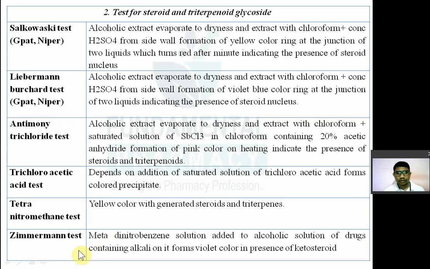Now next one is Zimmermann's test. In this test, meta-dinitrobenzene solution is added to an alcoholic solution of drug containing alkali. It will form a violet color in presence of particularly keto type of steroid. So these are the 5 tests for steroidal type of glycoside: Salkowski test, Lieberman-Burchard test, antimony trichloride test, trichloroacetic acid test, tetranitromethane test, and Zimmermann test.